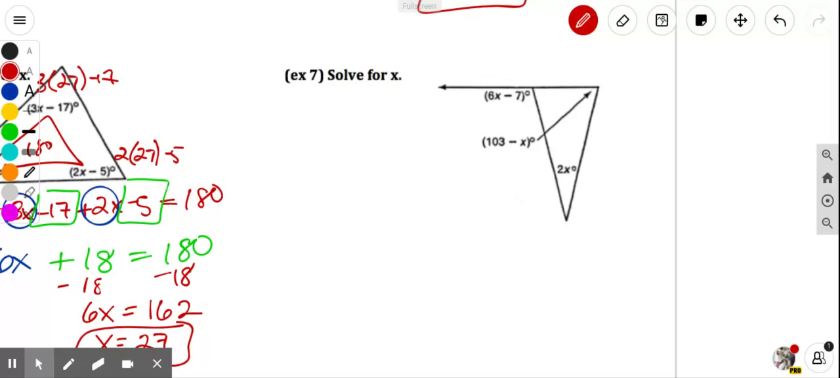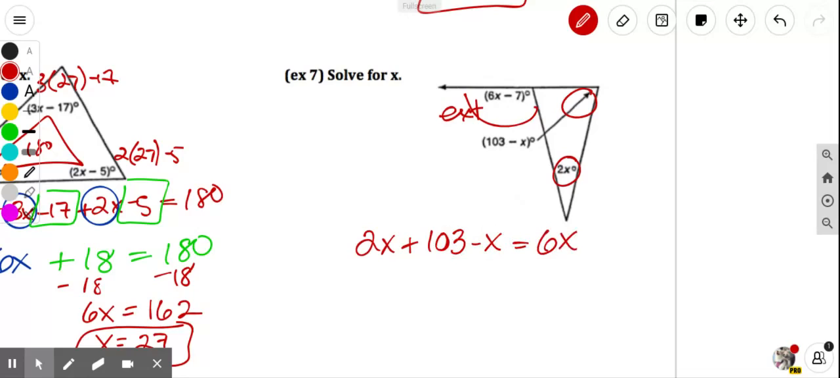So you have to take a look at the situation. These are remote interior angles. This is an exterior angle. So remember the two remote interior angles, 2x and then 103 minus x, those add together to equal the exterior angle. So we don't need 180 at all here. Okay, so now we just have to solve for x. So 2x minus x would be x, and then we have 103.